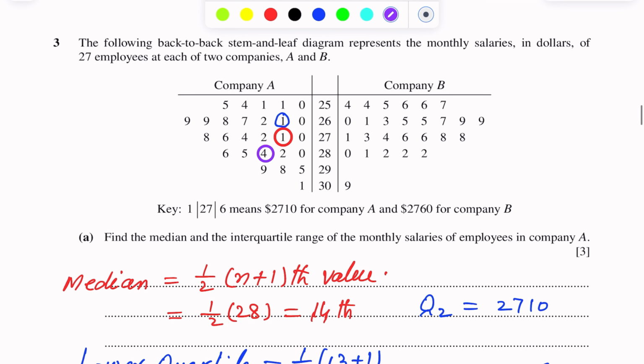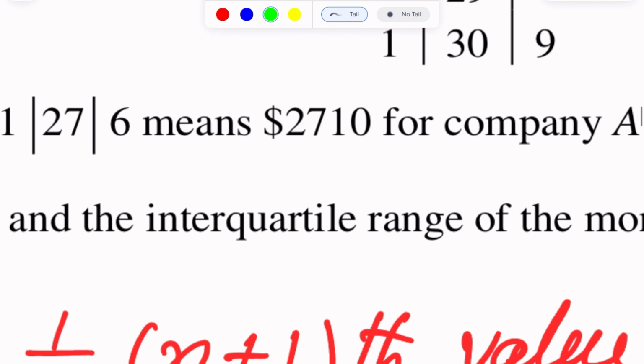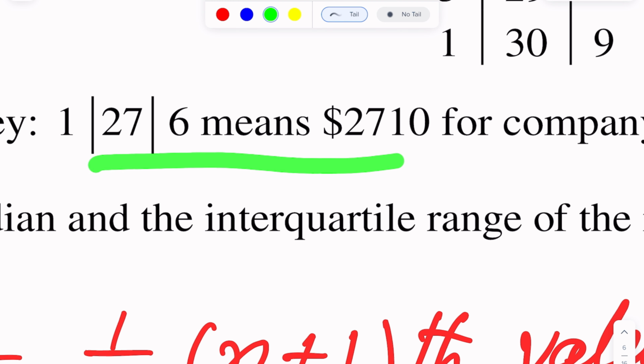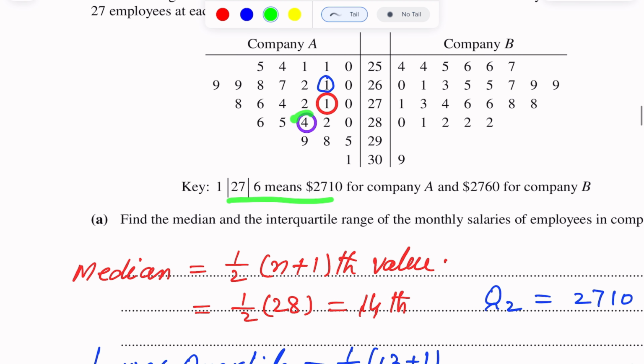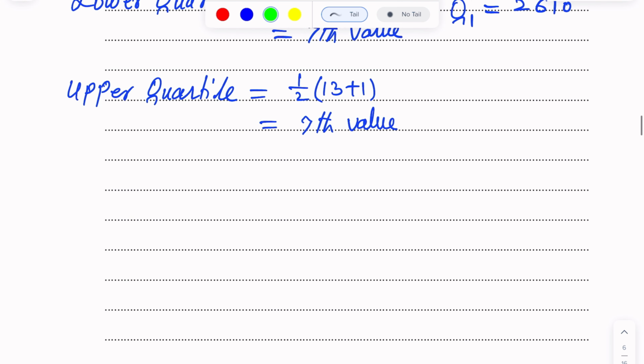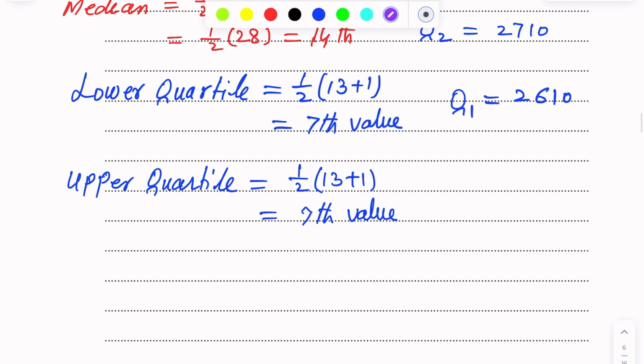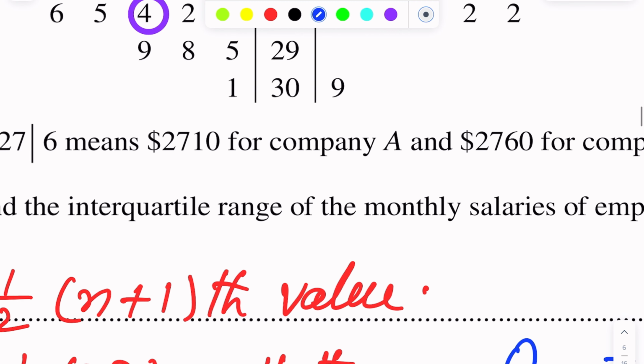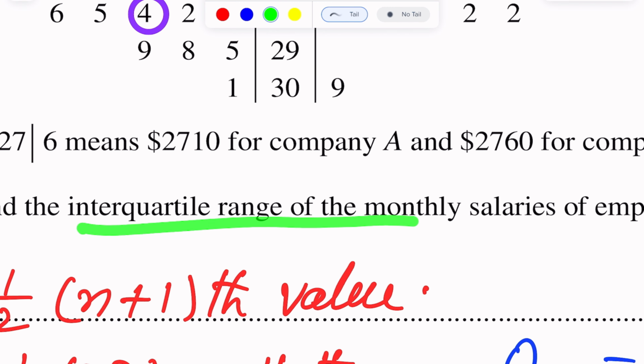So by using this key, this value 4/28, we get 2840. That is the upper quartile. Upper quartile is 2840. But actually we have to find the interquartile range.